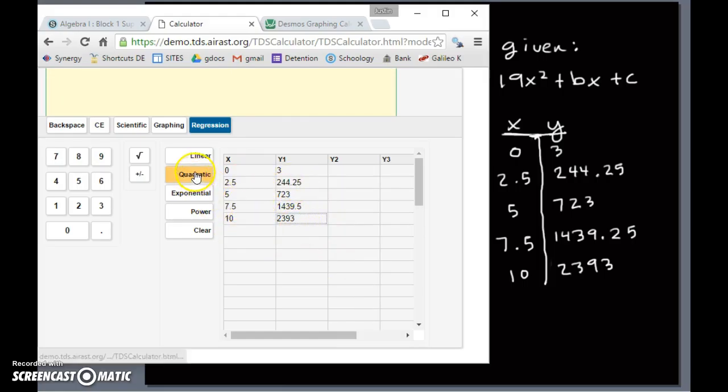Now I'm going to hit quadratic. And when I hit quadratic, it gives us our equation up here. So I'm going to write that down. 19x squared plus 49.04x plus 2.96.